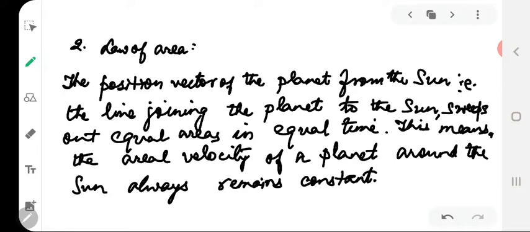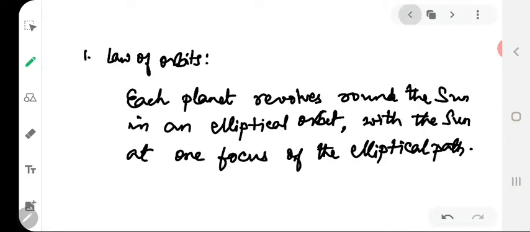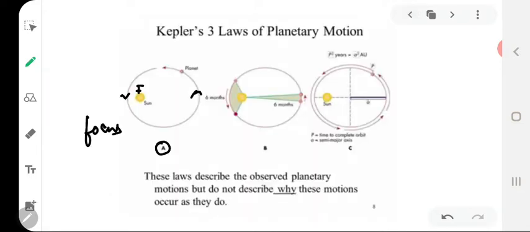The position vector of the planet from the Sun, that is the line joining the planet to the Sun, sweeps out equal areas in equal time. This means the aerial velocity of a planet around the Sun always remains constant. Now let's again go back to the figure B.